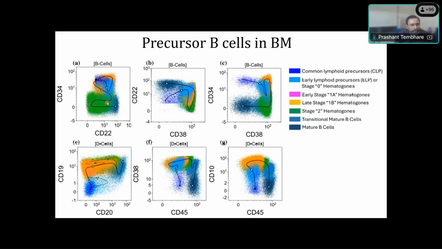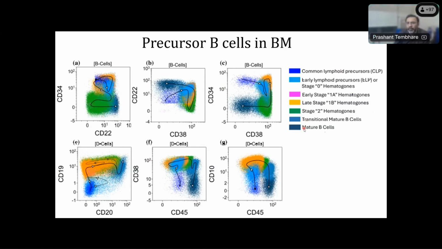So these arrows indicate the path of how the B cell matures from the common lymphoid precursor stage 0, then stage 1, then the green population indicates stage 2 hematogones, where the CD34 is lost. You can see the CD34 is lost. Okay, CD10 is still there, but slightly lower, and CD45 is slightly higher, but the rest of the markers are the same.